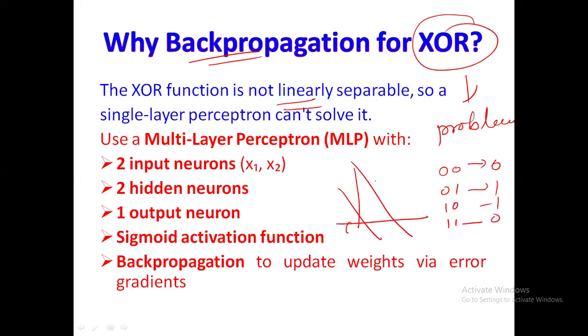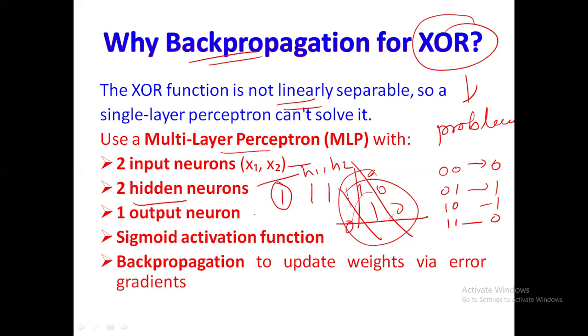If you want to separate the zeros from the 1 classes, we need two planes, so we are not able to separate linearly. So the single layer perceptron cannot be used for solving this. In these types of cases, we are going to use multi-layer perceptrons, MLPs. To design this network, multi-layer means input layer, hidden layer, and output layer. For my input layer, I am going to take two neurons x1, x2, two hidden neurons h1 and h2, one output neuron y, and the sigmoidal activation function.